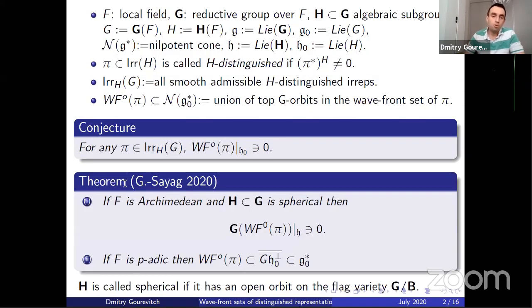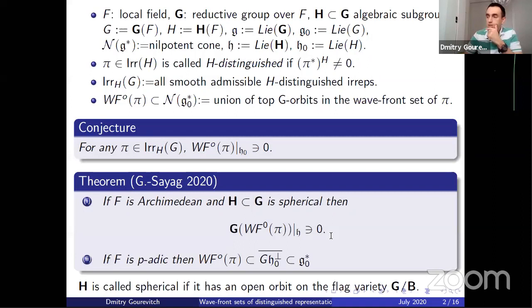The theorem is only for F of characteristic 0, and it's different in different cases. When F is Archimedean and the subgroup is spherical, then we prove the following. It's almost this. We restrict not just the wavefront set, but its stable orbit. So to each orbit over the field F, there corresponds an orbit over the algebraic closure, and the restriction of this orbit over the algebraic closure to H includes 0.